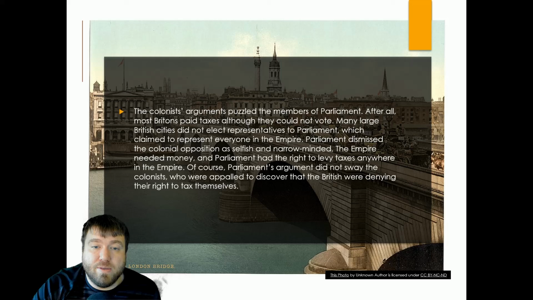The colonists' arguments puzzled the members of Parliament. After all, most Britons paid taxes, although they could not vote. Many large British cities did not elect representatives to Parliament, which claimed to represent everyone in the empire. Parliament dismissed the colonial opposition as selfish and narrow-minded. The empire needed money, and Parliament had the right to levy taxes anywhere in the empire. Of course, Parliament's argument did not sway the colonists, who were appalled to discover that the British were denying their right to tax themselves.